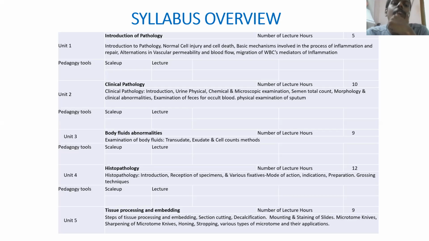Then in unit 4 we have histopathology. This is one of the major branches in pathology where we study the tissue organs of the body. We take a piece of organ from the body and go through minor tissue processing steps, and ultimately we study that section under the microscope. We will see the microanatomy of the tissue.